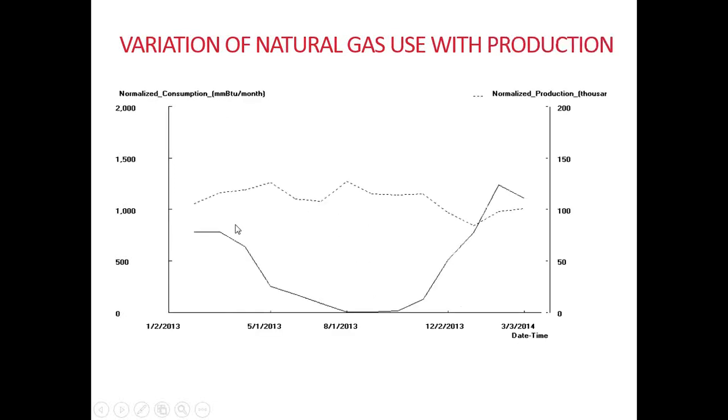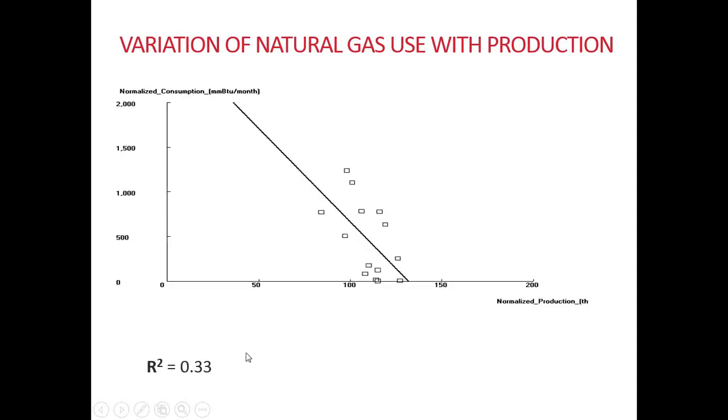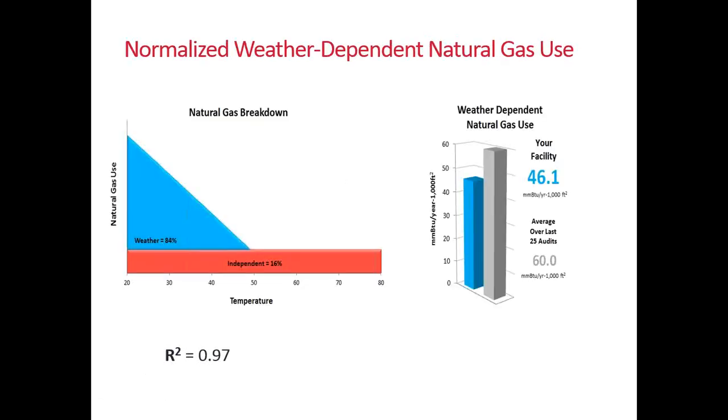So then we have variation of natural gas with production. Again, the dark line is natural gas and the dot is production. Really hard to tell. There's really nothing going on here. And again, this is natural gas versus production. It's obviously a negative slope, but only an R squared of 0.33, so there's not a lot of value in this graph. Just kind of gives us a general idea.